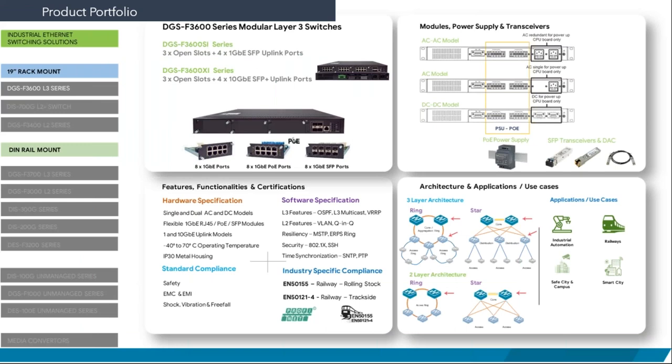Now moving to the product portfolio, our rack mountable L3 managed switch is the DGS-F3600. This is a modular switch. It comes with three open slots and a fixed four 1G SFP port option or four 10G SFP+ port option as uplink ports. In the open slots, we can insert an 8 port 1Gbps copper module or 1Gbps fiber module, or an 8 port 1Gbps PoE module. So we can use this switch as a PoE switch also, but we need to give a different external DC power supply if we want to use the PoE.